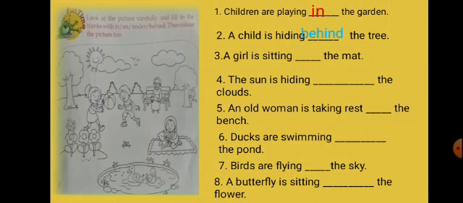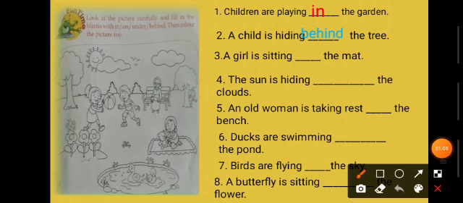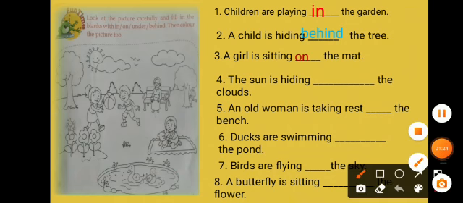Third, a girl is sitting dash the mat. कहाँ बैठी है गर्ल? मैट के ऊपर. So, a girl is sitting on the mat. Right? Very good. Now let's see the fourth one.